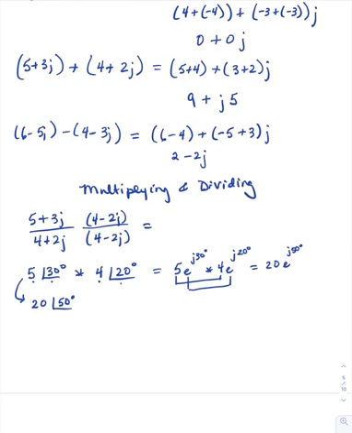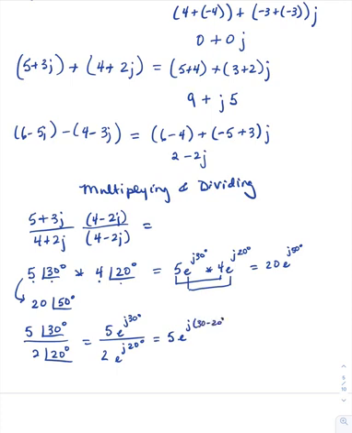And dividing 5 at 30 degrees by 2 at 20 degrees would be the same deal as writing 5e to the j30 degrees over 2e to the j20 degrees. So you would divide 5 by 2 and subtract 20 from 30. Or you could do it directly without having to put it in this form, and you would get 2.5 and 10 degrees.